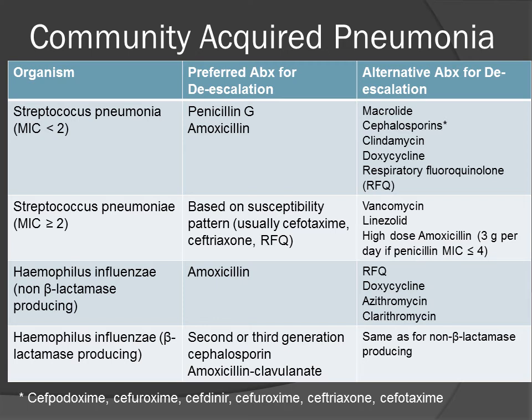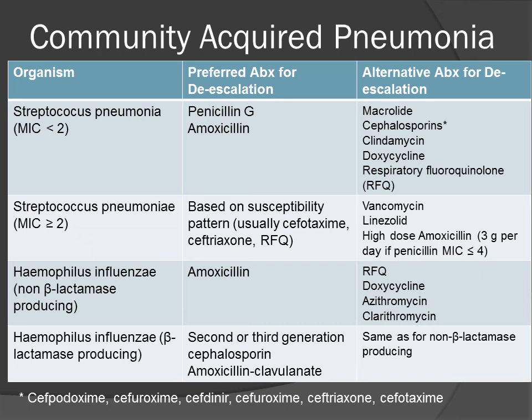For strep pneumo, with a higher minimum inhibitory concentration, so we worry a little bit more about resistance with this, you're going to base it on the susceptibility pattern, but usually you want to use cefotaxime, ceftriaxone, or a respiratory fluoroquinolone. If you do have allergies, you're going to want to go to vancomycin, linezolid, or high-dose amoxicillin.